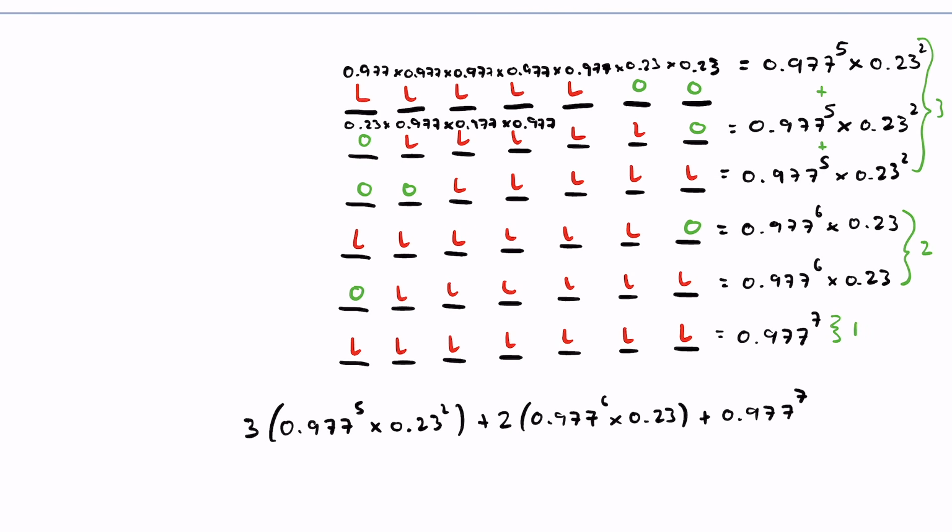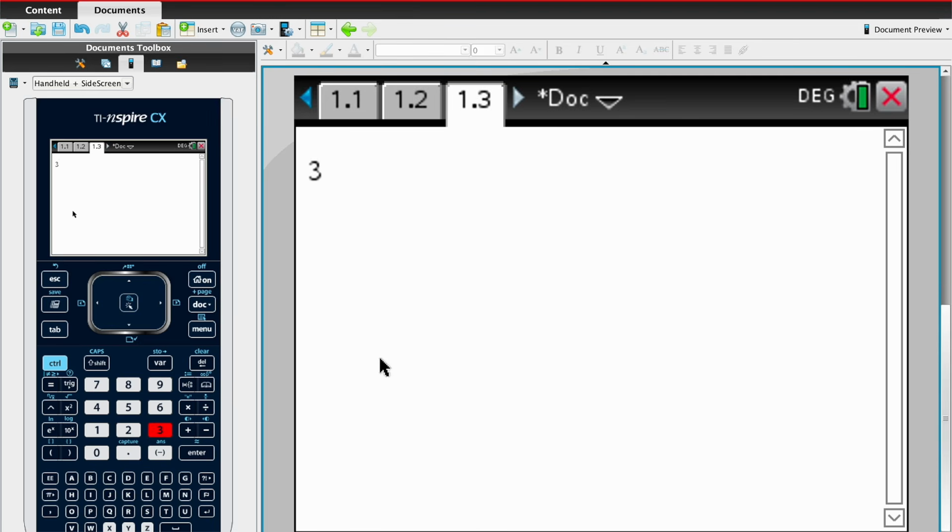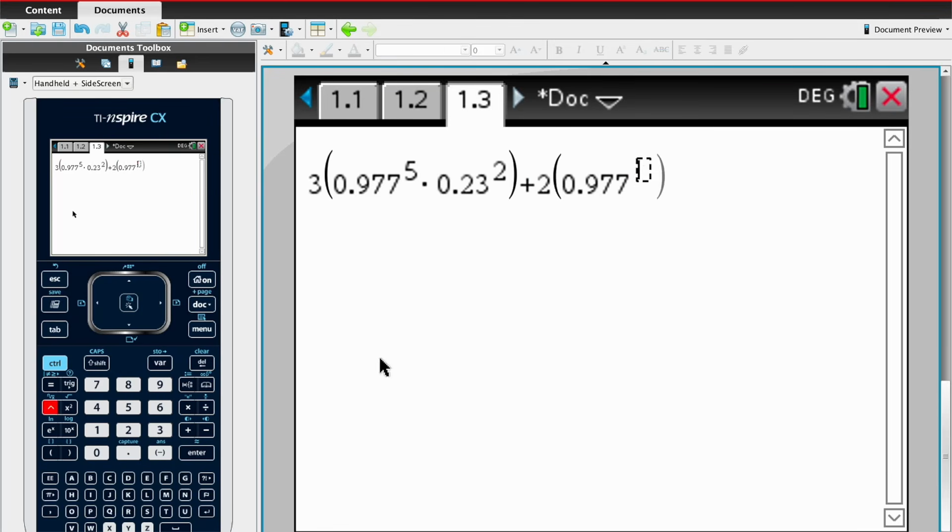Okay, so here it is. These are all of the possible events that satisfy the situation where the train is arriving late 5 or more times. Now we can go to our calculator and work this out, and that is the last step. So let's go and open up a calculator screen. 3 times 0.977 raised to the power of 5 times 0.23 squared plus 2 times 0.977 raised to the power of 6 times 0.23 plus 0.977 raised to the power of 7.